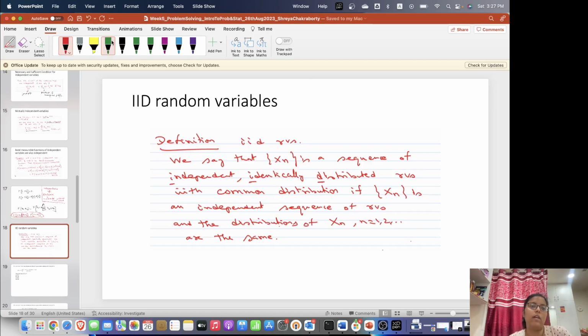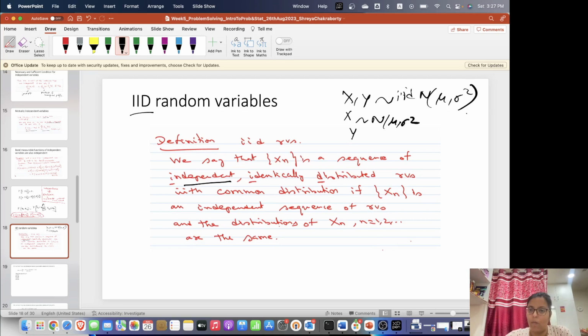And also we discussed IID random variables. IID means identically distributed and independent. So if we say x, y follows IID normal(mu, sigma square), it means that x also follows a normal(mu, sigma square), y also follows a normal(mu, sigma square), and they are independent. So if I have to write the joint PDF of x and y, we can write it as fx into fy since they are independent, and the same form of the distribution we will be able to write for fx and fy.